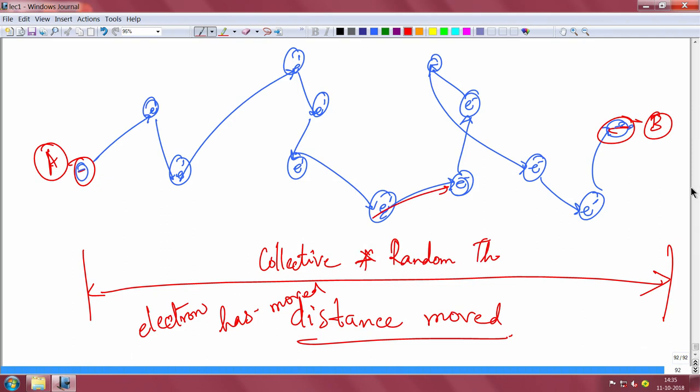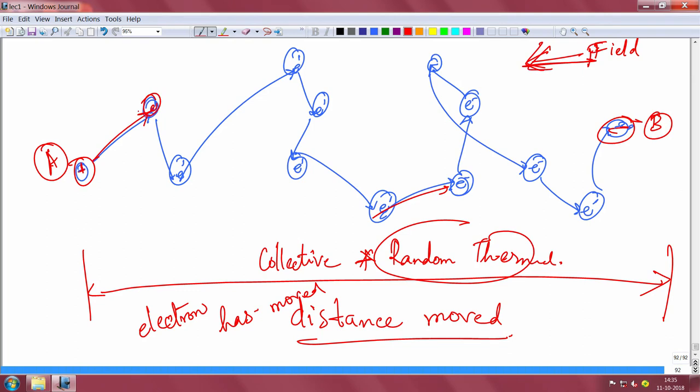Although random thermal collisions are happening, because there is a field, and the field is in this direction, the electrons move in the opposite direction. The field will accelerate the electron from this point to this point, but it will collide with a phonon or an ionized impurity. The electron will collide here, right? So the electron has collided.